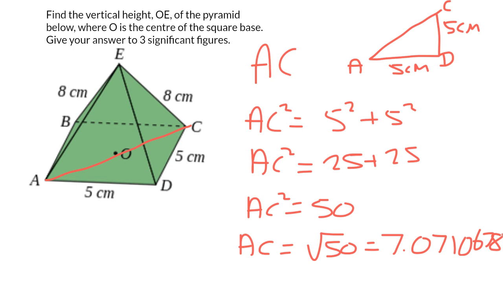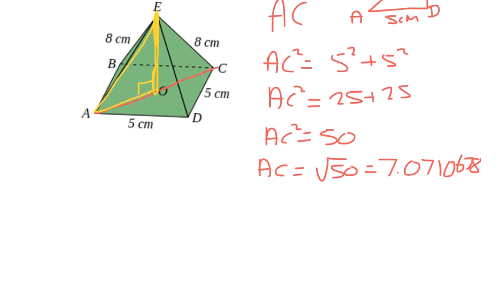Now for the next part of the question, I'm asked to calculate the height. Now the height would be this line here. So what I'm going to do is make myself a right angled triangle here, which I'm now going to draw again down here. So now this is point A, this is point E, and this is O. Now O is the centre.